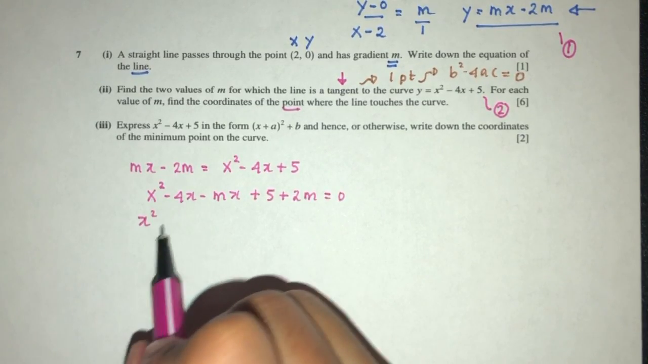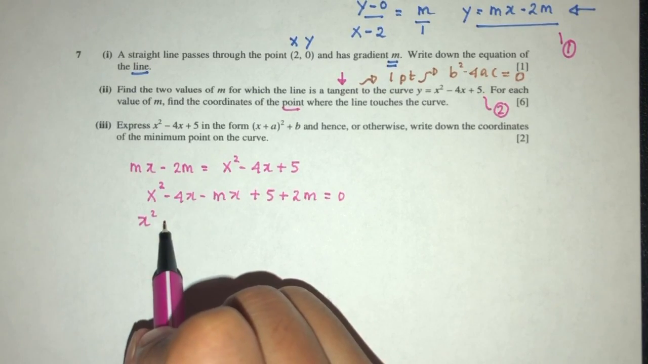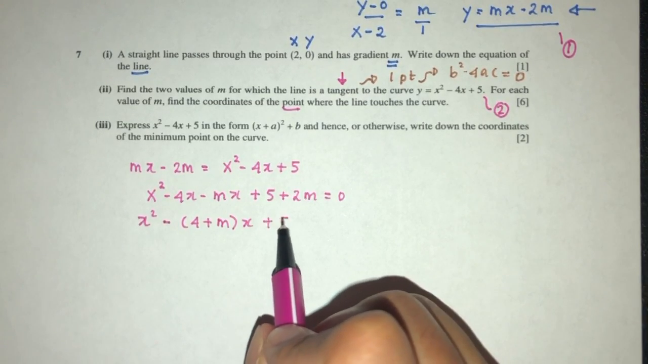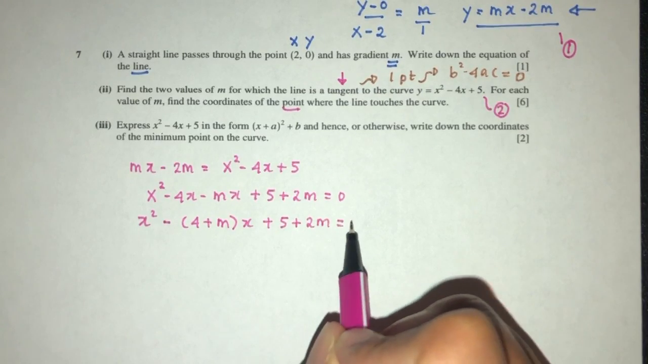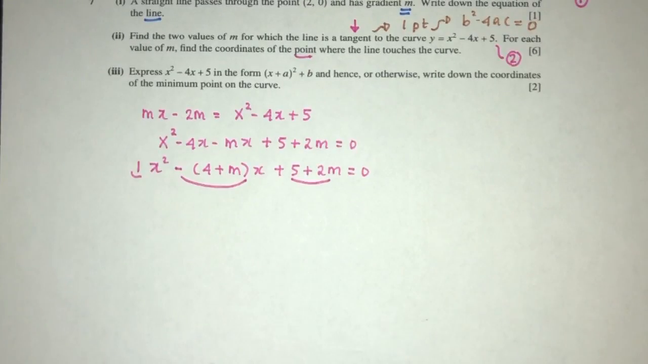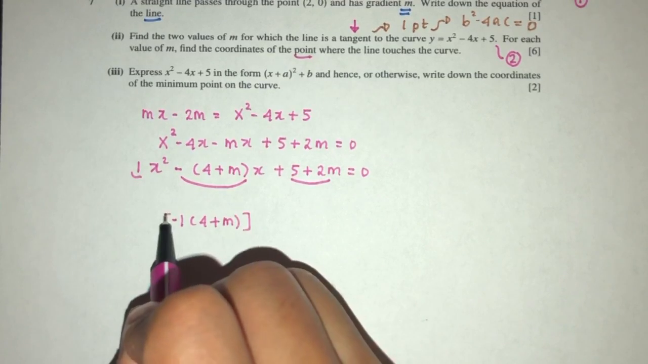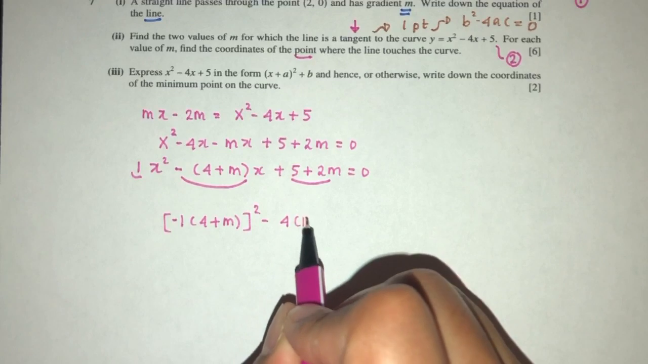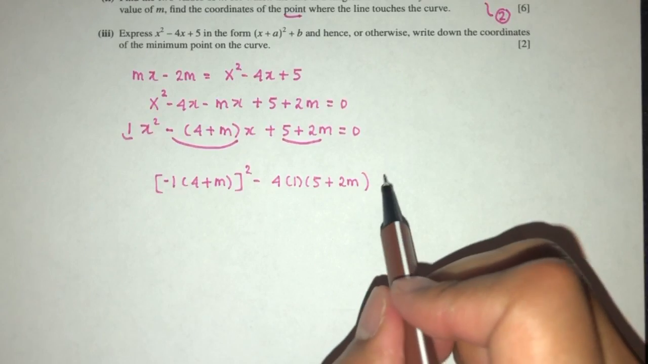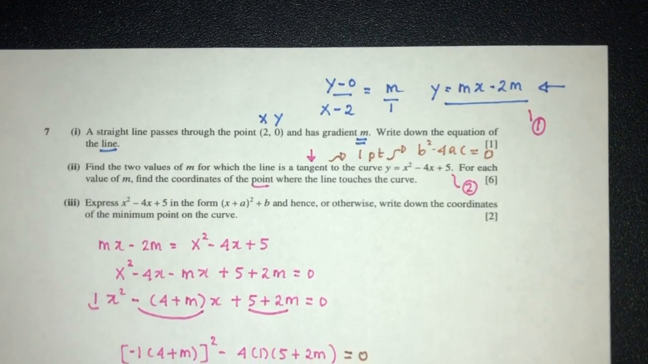X squared, here we can factorize x outside. For example, let's say I factorize minus x outside. Minus x, that'll be 4 plus m, and you will have 5 plus 2m. This is my value of a, my value of b, and this is my value of c. So b squared will be minus 1, 4 plus m squared minus 4 times a times c. Right. And have to be equal to 0 because they only have one solution, which I understand b squared minus 4ac have to be 0.